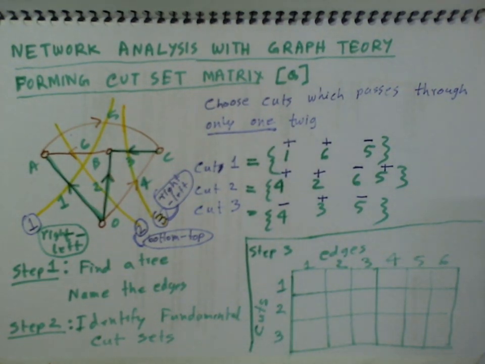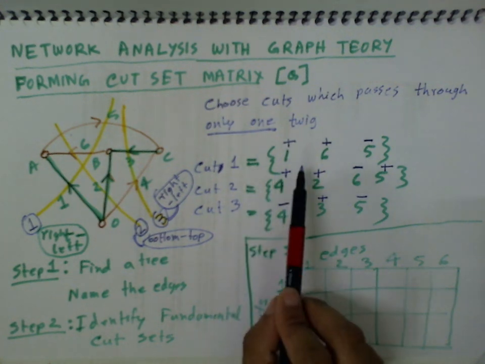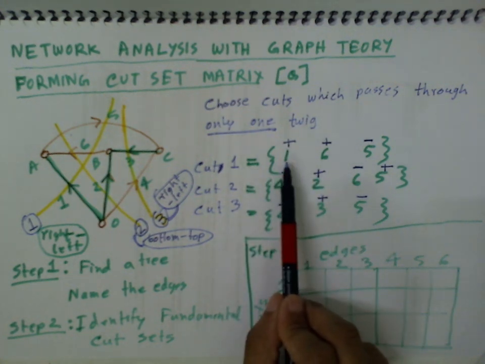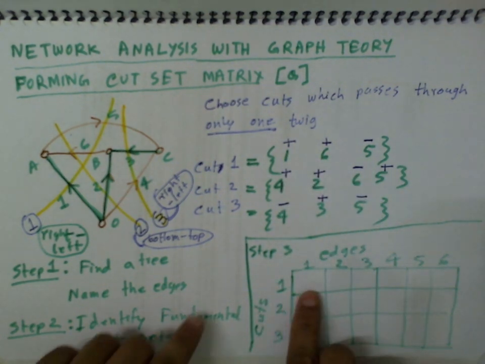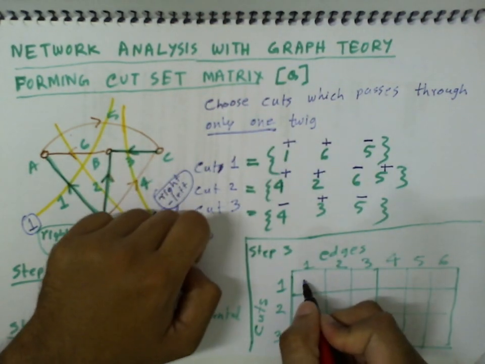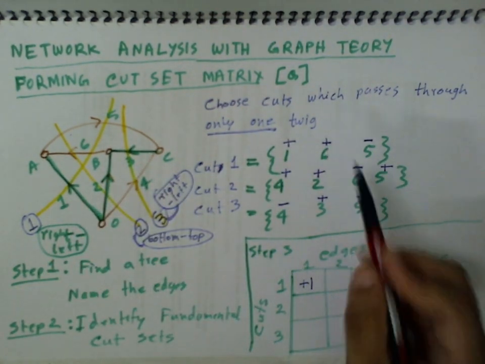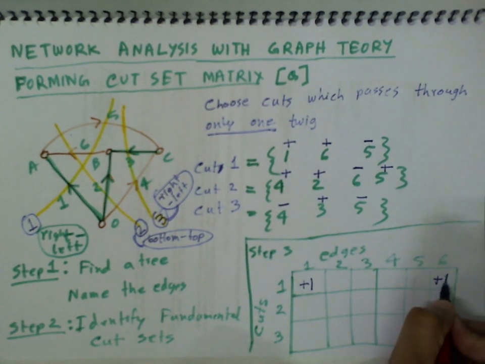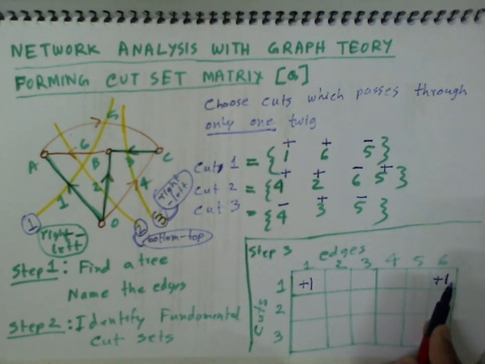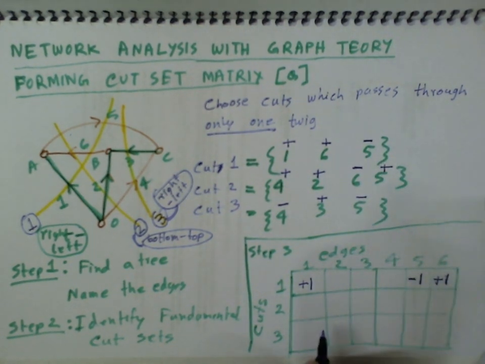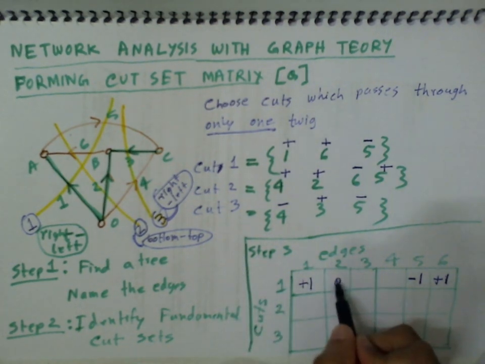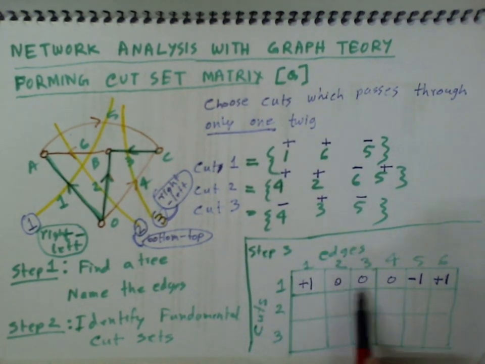Okay, now I have to fill it up. Let's consider cart 1. Cart 1 is made up of edge numbers 1, 6 and 5. Edge 1 is with a plus sign, so I put a plus 1. 6 with a plus sign, so I put a plus sign here under edge number 6. Then minus 5, so I put a minus 1. Then 0, 0, 0, because these edges are not in this cart.